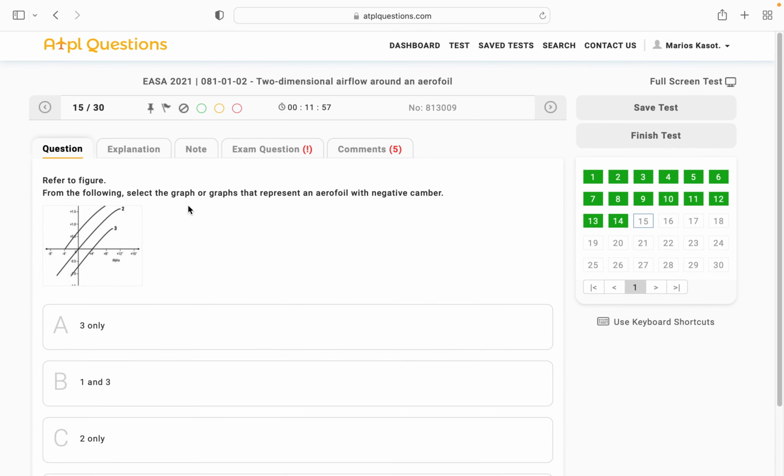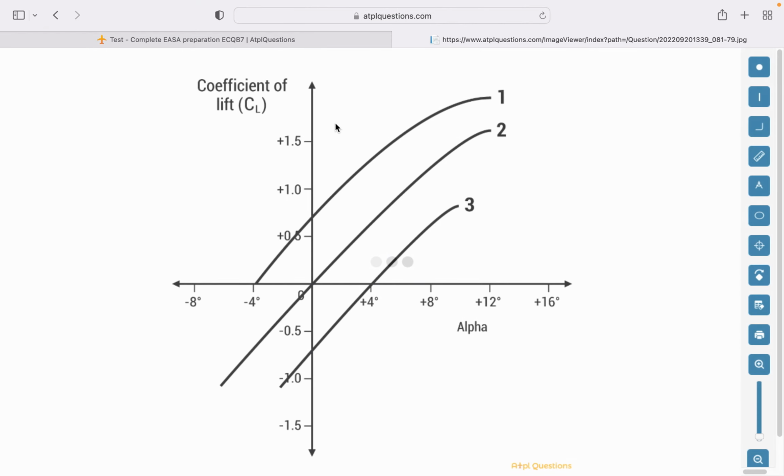From the following, select a graph or graphs that represent an airfoil with negative camber. In this graph, we see the coefficient of lift on the y-axis and the angle of attack, alpha, on the x-axis. Airfoil number 2 seems like a symmetrical airfoil. Airfoil number 1, even at zero angle of attack, produces lift, so it is obviously a positively cambered airfoil.